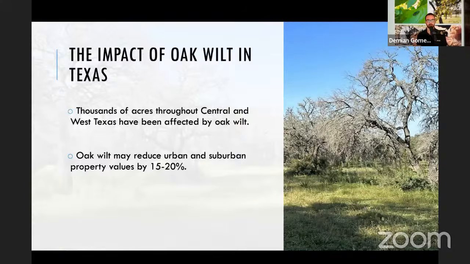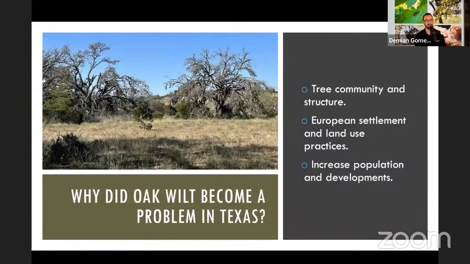So let's talk a little bit about what's been going on in Texas, right? We know that thousands of acres throughout Central and West Texas have been affected by oak wilt, and we know that it also affects property values, right? Both in urban and suburban areas. So the question is, why did oak wilt actually become a problem in Texas? And there are actually multiple factors that explain this.